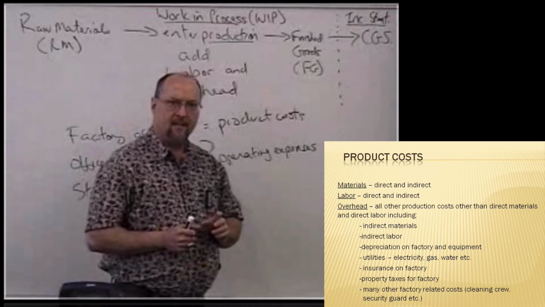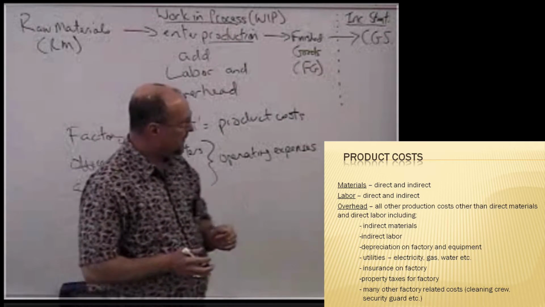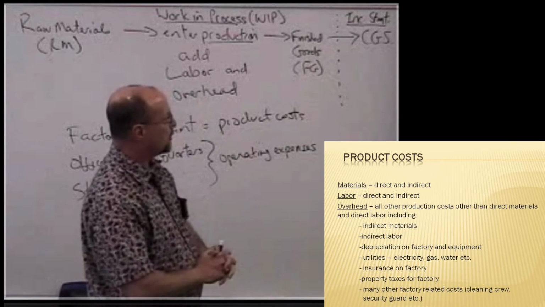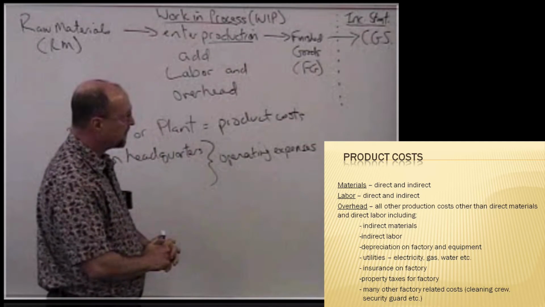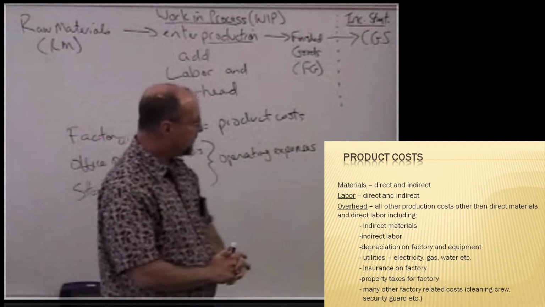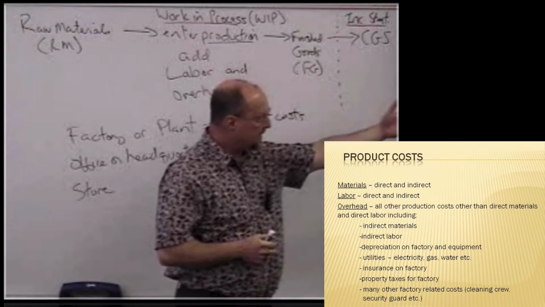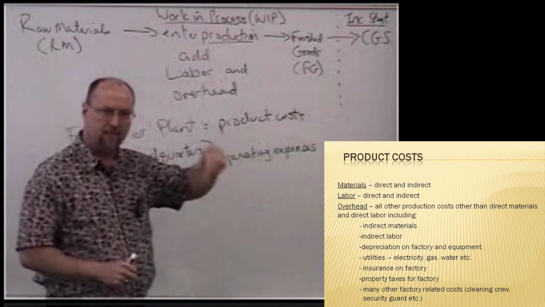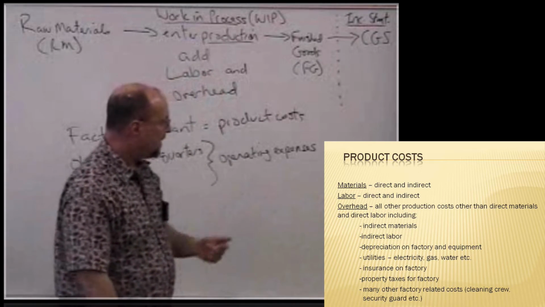The area that gets the most attention, which is the most problematic, is overhead. And let's look at the definition of overhead. All other production costs other than direct materials and direct labor. And notice I included indirect materials and indirect labor, because we're going to put the indirect material costs, indirect labor costs, in the overhead account first. And in a subsequent lecture, we're going to see how we account for these costs.